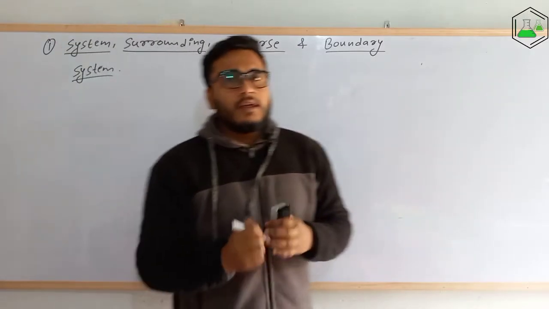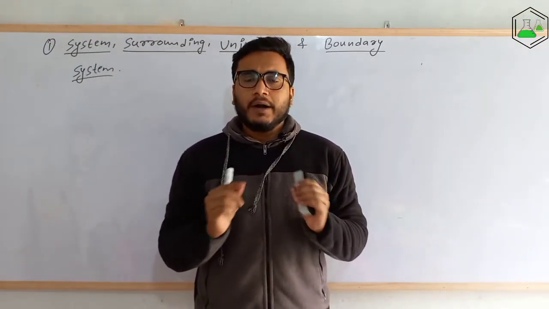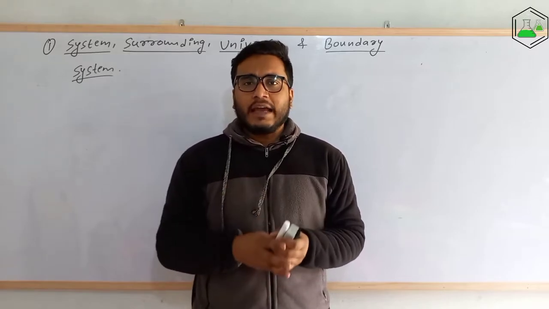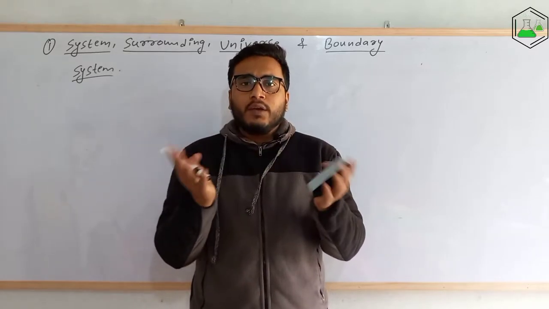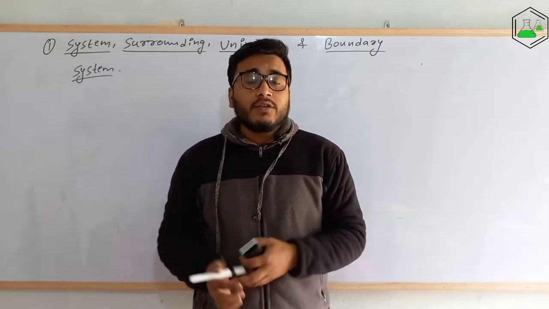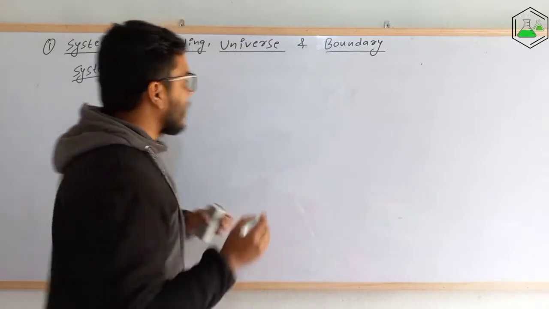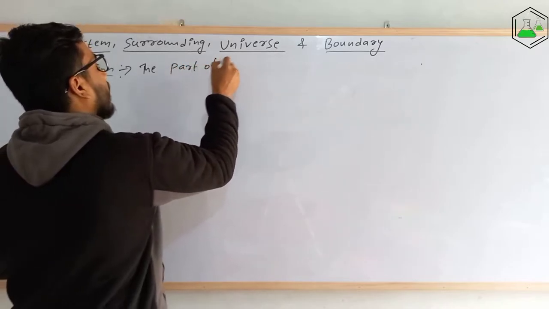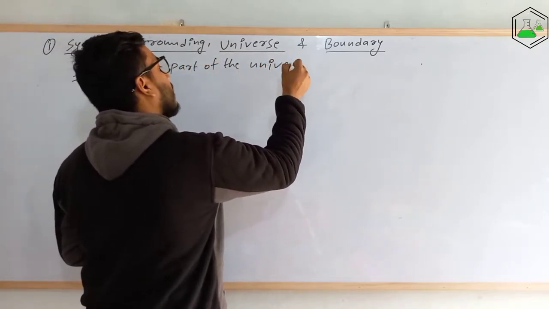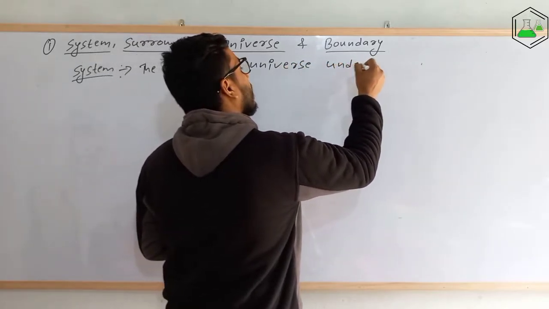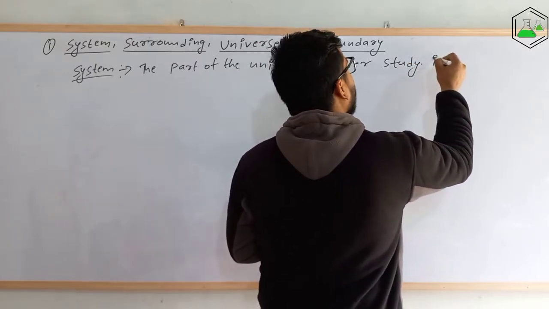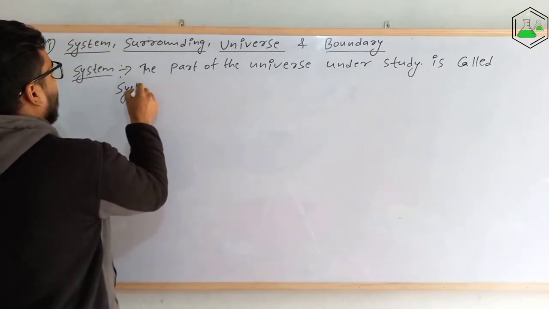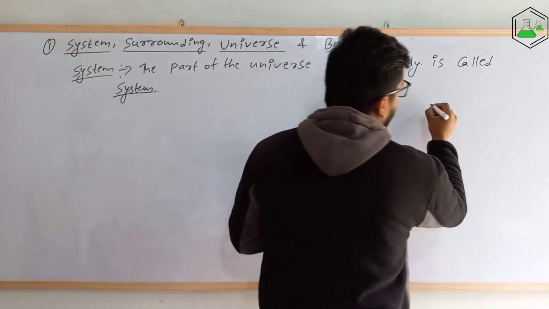See, the universe is the whole world, and any part of the universe under study is called the system. Suppose we have a chemical reaction, then the chemical reaction has certain effect around it. So the region in which there is the effect of that chemical reaction is called the system. Okay, so you can simply say the part of the universe under study is called system.